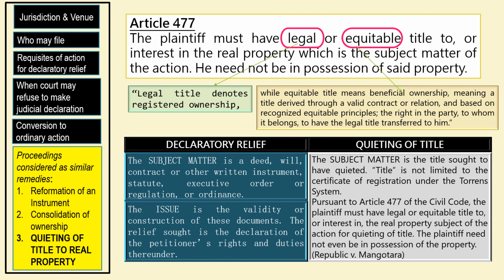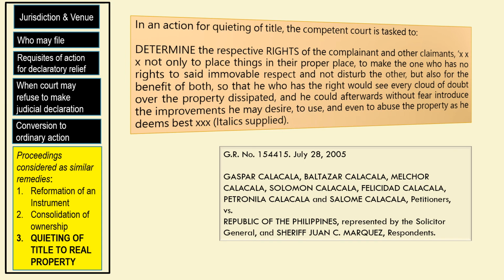It is very different from your declaratory relief, because in declaratory relief, the subject matter is not your title but the deed, will, contract, or other written instrument, and the issue is the validity or the construction of the documents. Take note that in an action for quieting of title, the court really has the task to determine the rights of the complainant and other claimants. Why? So that he who has the right would see every cloud of doubt over the property dissipated. And when the title is quieted, he could afterwards without fear introduce the improvements he may desire, and even use and abuse the property as he deems best.